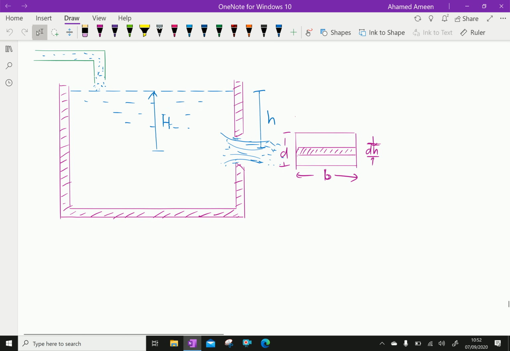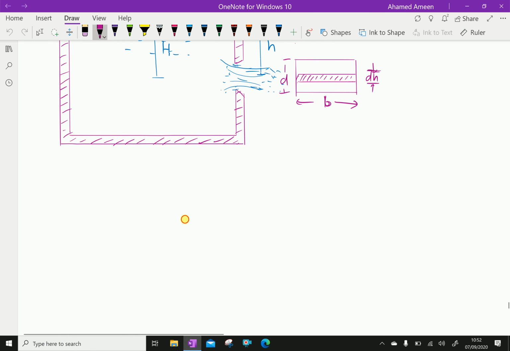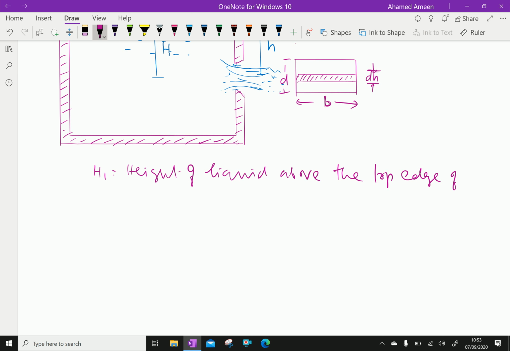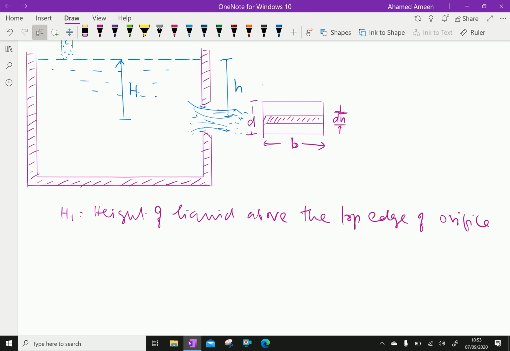Now, let h1 equal the height of the liquid above the top edge of the orifice. That means from the top edge of the orifice, from here to here is h1, and from here to here is h2.